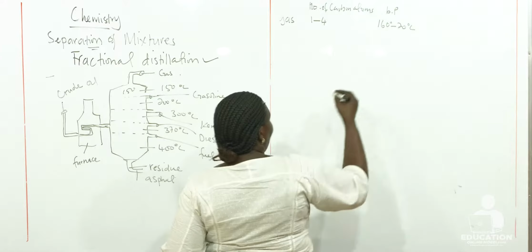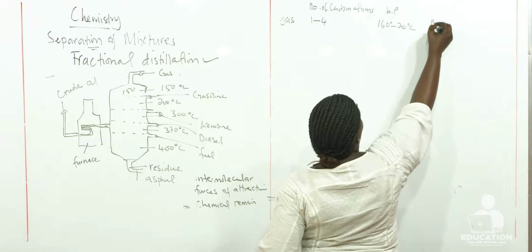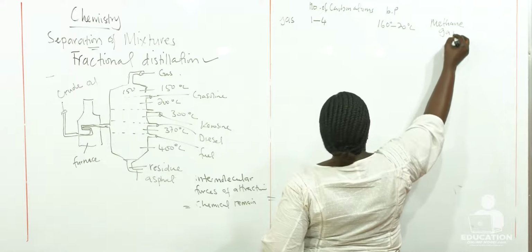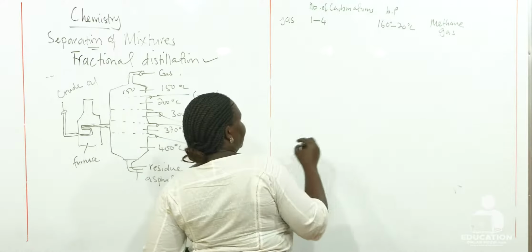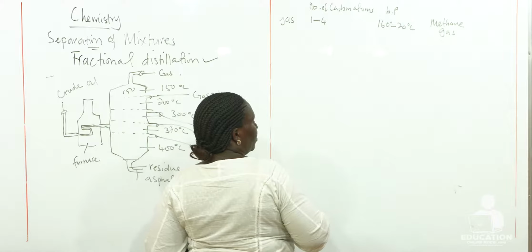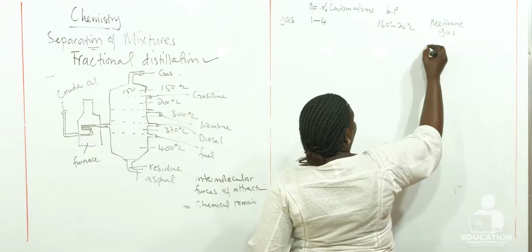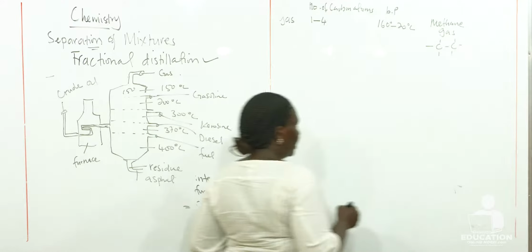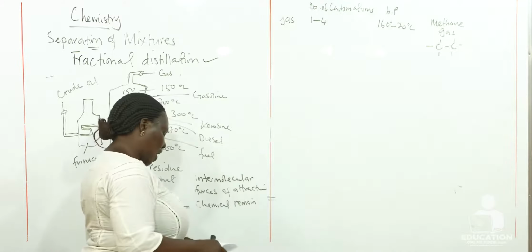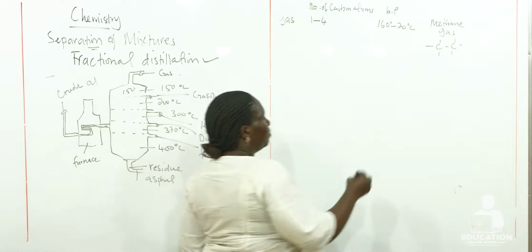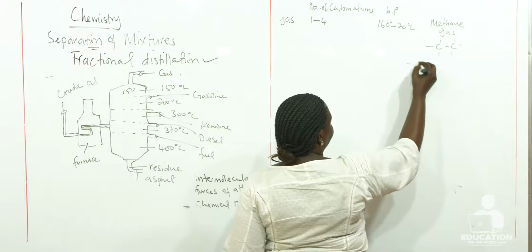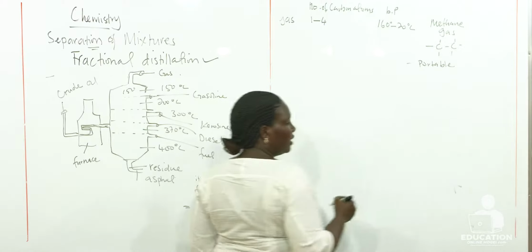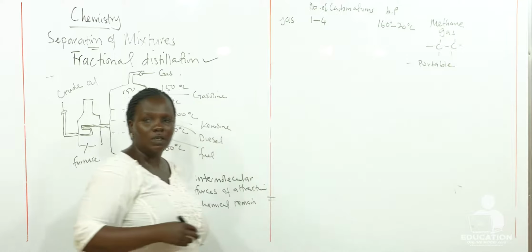And the gas that we have here is like methane gas. Methane gas has 1 to 4 carbon atoms. This is an organic gas. The skeleton structure looks like that. So we use methane gas. This is the portable gas that we have. It's portable, can be filled in cylinders, and mostly people use it for cooking.